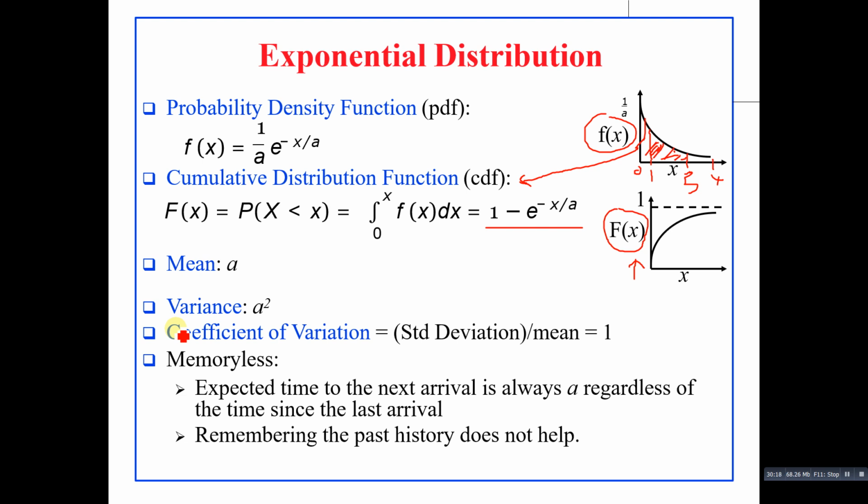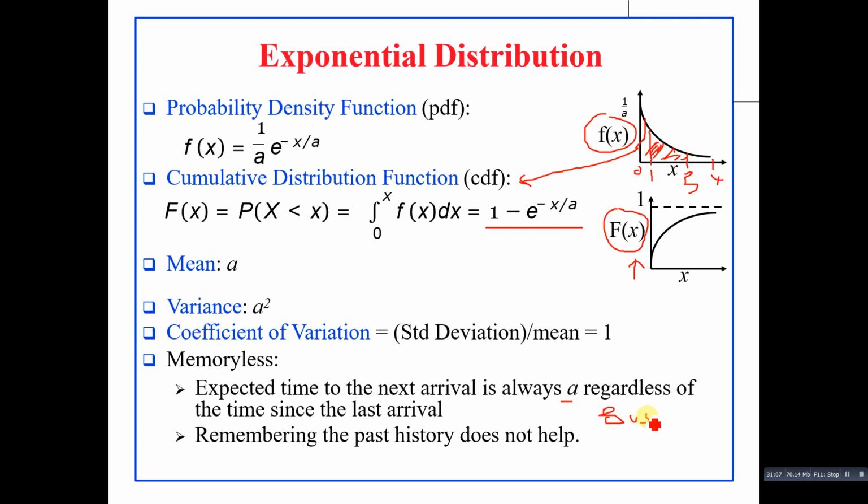Memoryless: the expected time to the next arrival is always a, regardless of the time since the last arrival. So this is why exponential distribution is used in queuing systems, because it has a nice property related to waiting and queuing time. Let's say you're waiting for a bus, and the mean time between buses is maybe half an hour.